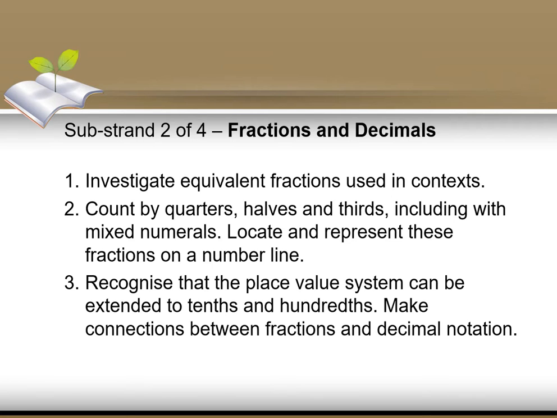Mixed numerals just being when you've got the number of wholes. So for example, 1.5 is what will happen when you have added a half to a whole, and locating these and putting these on a number line. And then lastly, they're recognizing that place value system also goes to tenths and hundredths. So things can obviously get smaller than 1. And then this will be the start of making some of the connections between fractions and decimals.